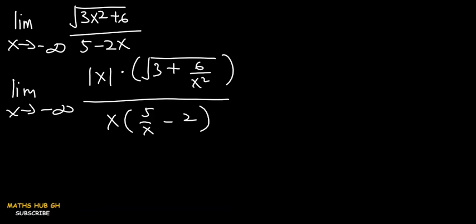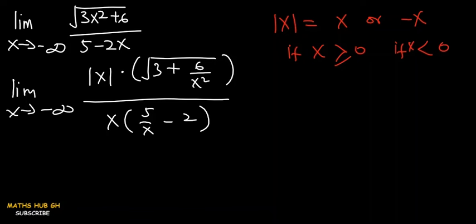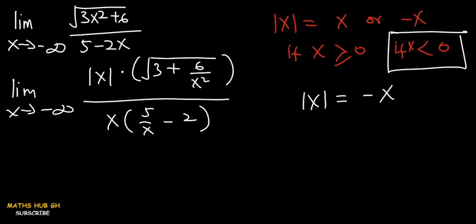Our main focus will be on the absolute value of x, because this can be equal to x or minus x. We learned that it will be equal to x if x is greater than or equal to 0, and it will be equal to minus x if x is less than 0. In this case you are approaching minus infinity, which means that x will be less than 0. So our x will be in this domain. Therefore the absolute value of x in this case will be equal to minus x.